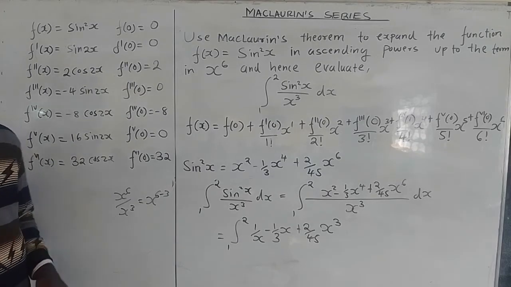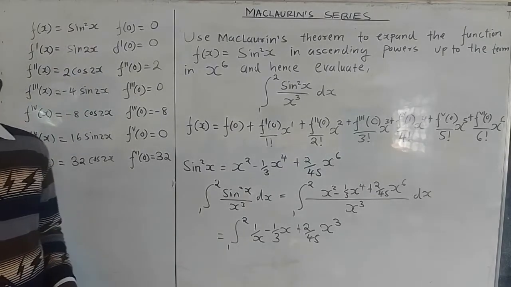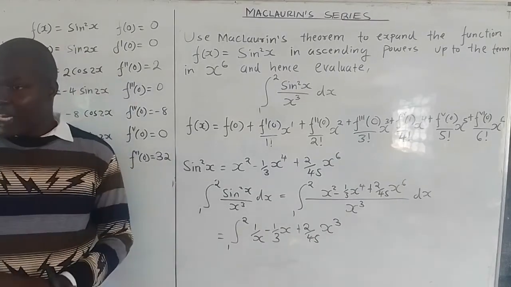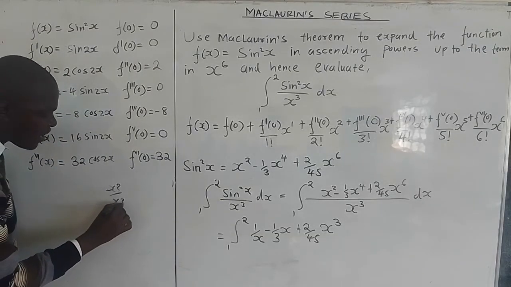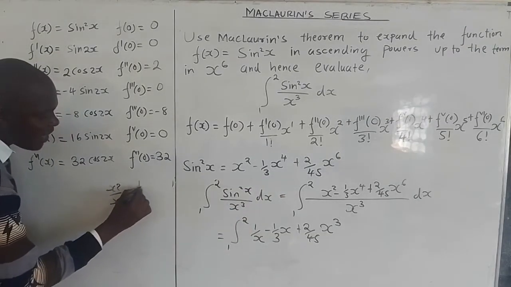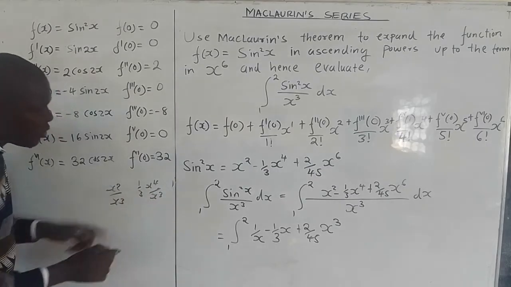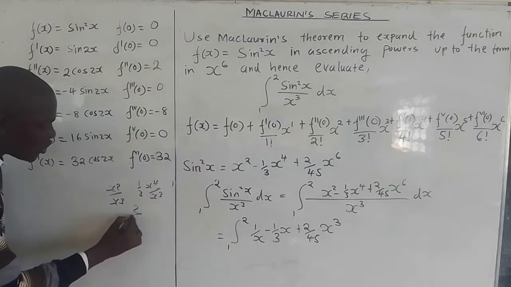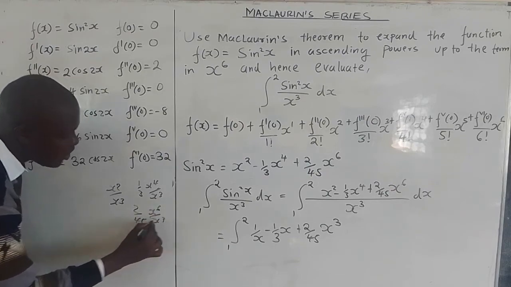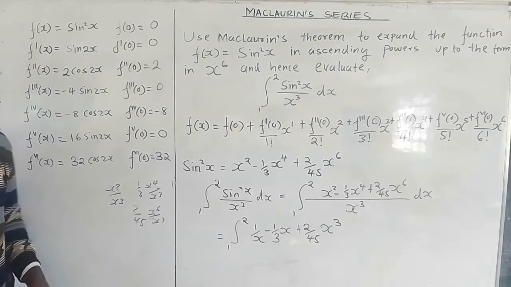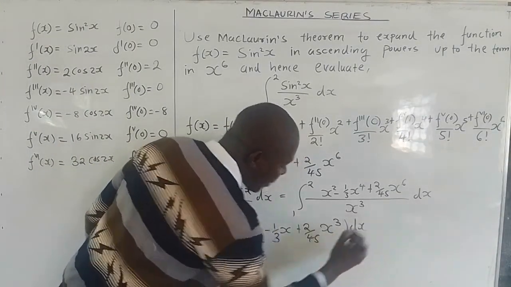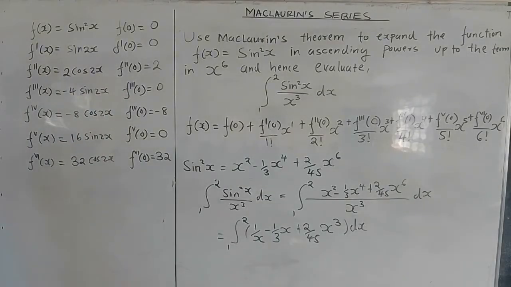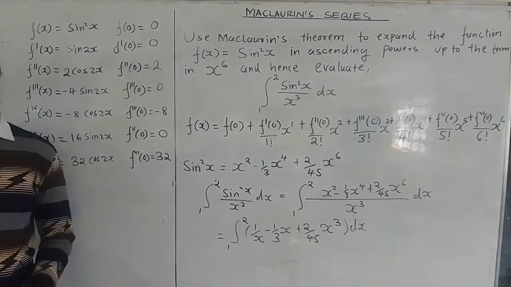So have you seen with what I read of that denominator? This is like x squared over x cubed, we got 1 over x. This one is like a third x to power 4 over x cubed, we got a third x. That one is like 2 over 45 x to power 6 over x cubed, we got 2 over 45 x cubed. Then the whole of that we are integrating with respect to x. Good. So start. If you integrate 1 over x, what do you get?